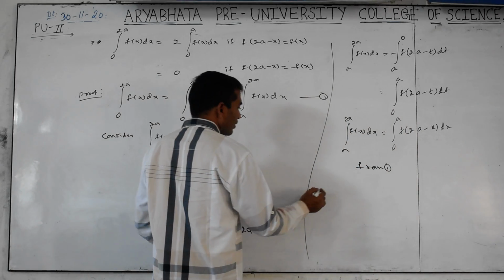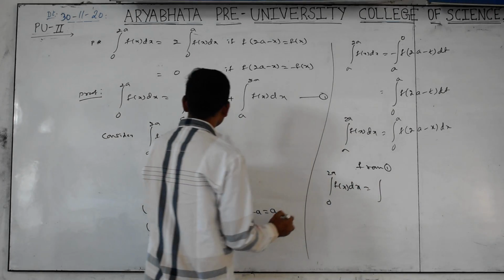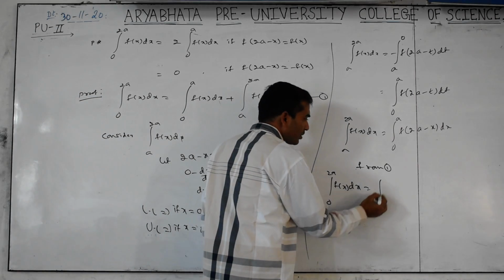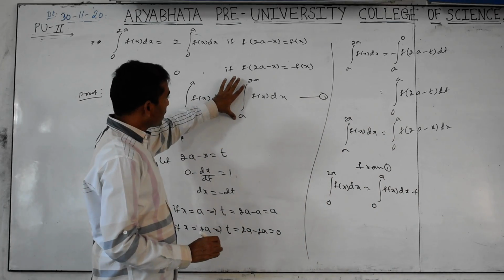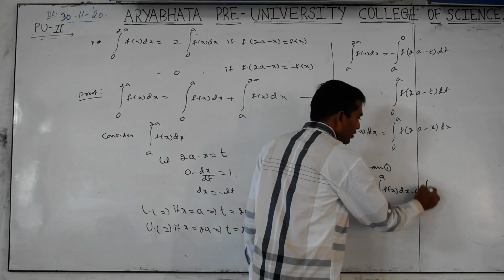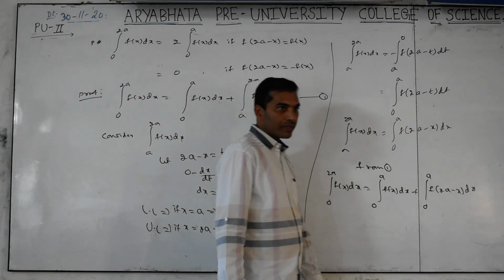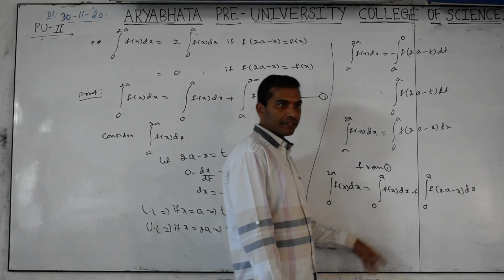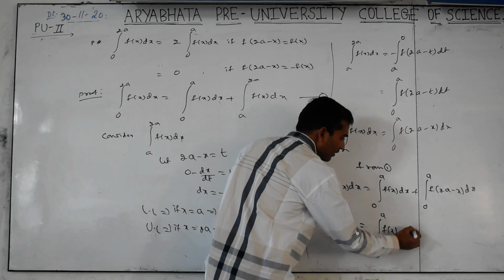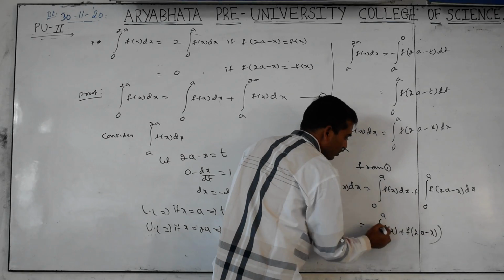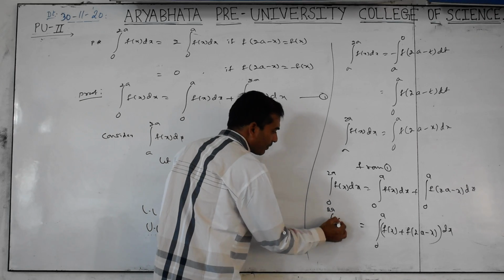Now from 1, integration of 0 to 2a f of x dx equal to 0 to a f of x dx plus a to 2a, which is equal to 0 to a f of 2a minus x dx. Then same limits, so we can add it. So integration of 0 to a f of x plus f of 2a minus x whole dx. This is integration of 0 to 2a f of x dx.